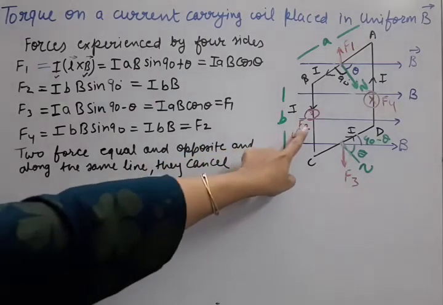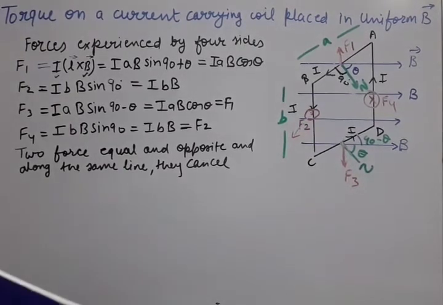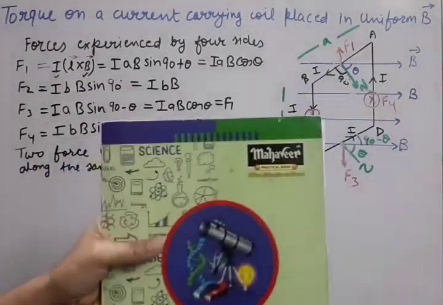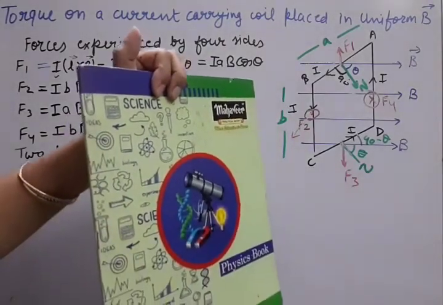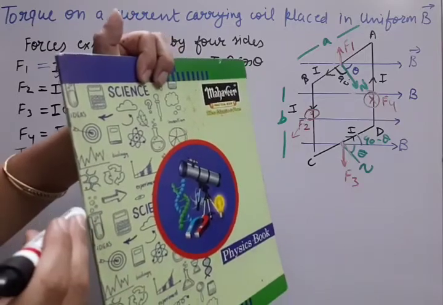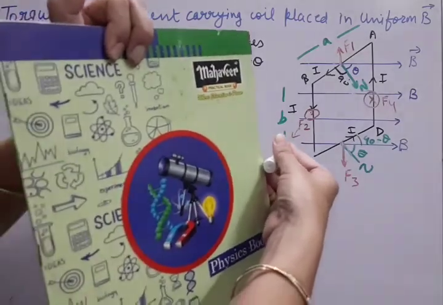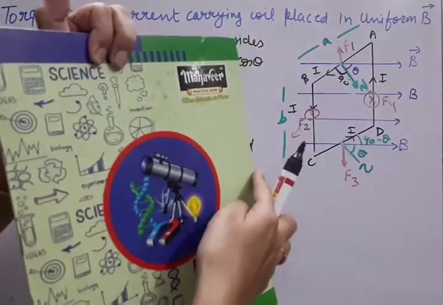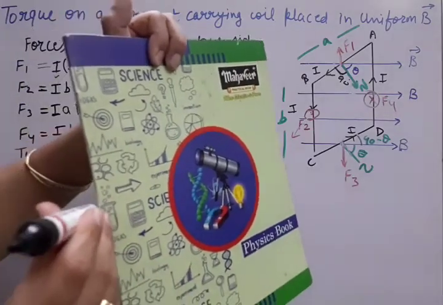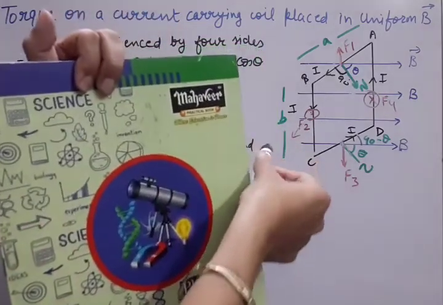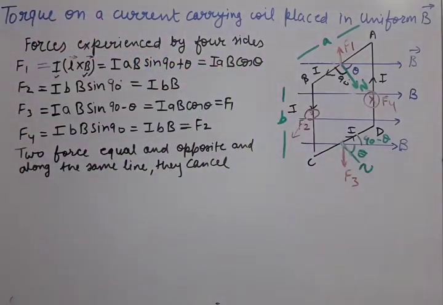Now what about these F2 and F4 forces? So students, here the little concept is there. When we are talking about this coil, then at this edge one force is outward, and at this edge one force is inward. So in between their line of action, there is this gap. One force is here normally outward and one force is here normally inward. So in between them this gap is there. So that means their line of action is not same.